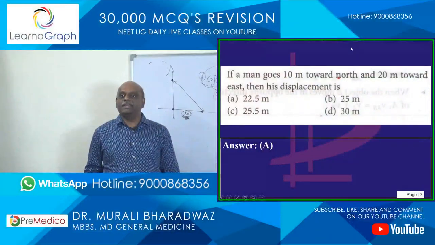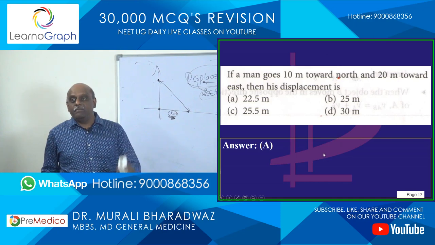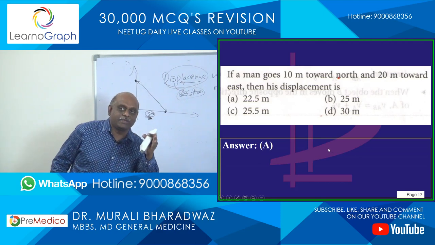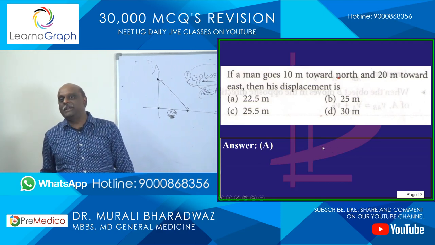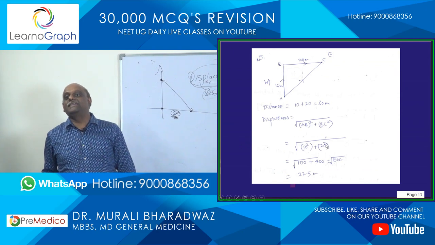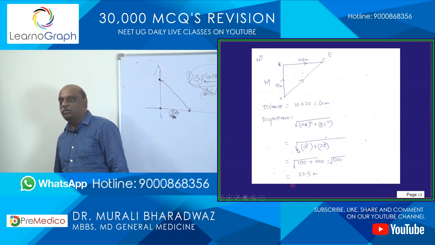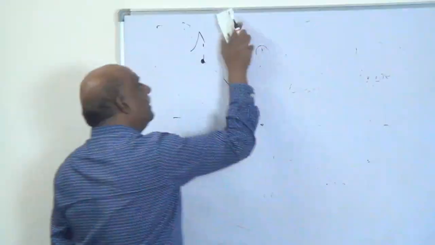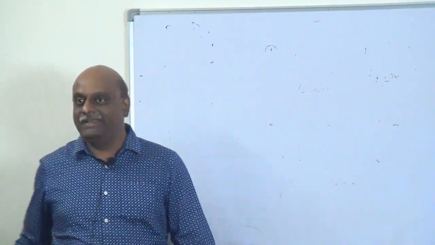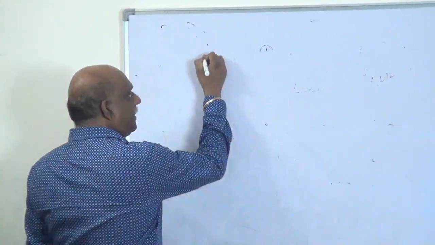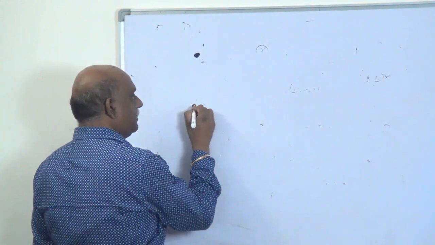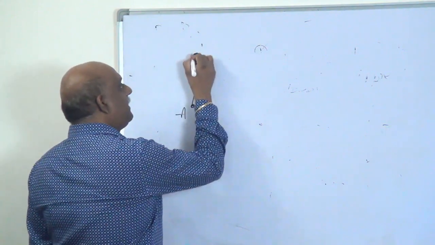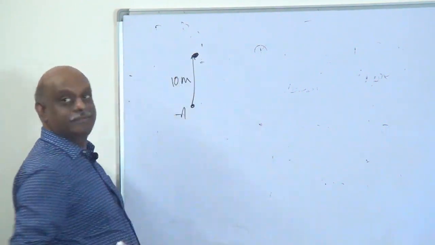Now, let us see this question. If a man goes 10 meters towards north and 20 meters towards east, then what is his displacement? Is the question of the examiner. Now, let us see. Give me the board. Let us see how this man is traveling. He is starting at a point, say A, and he is traveling 10 meters north.